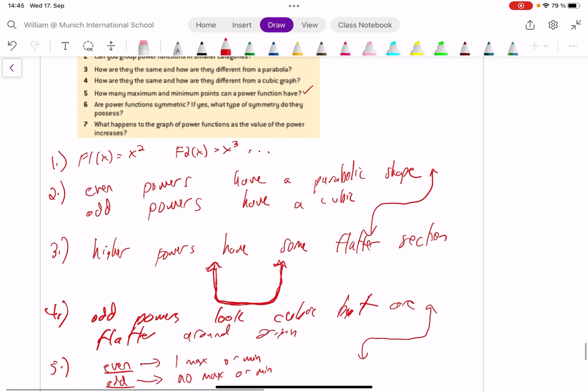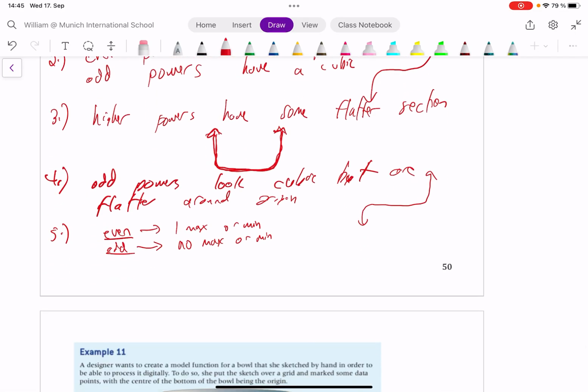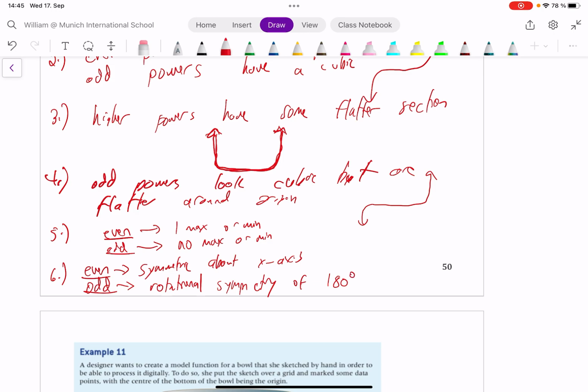And they said, oh, the power function's symmetric. And yes, so what type? The even power functions are symmetric about the y-axis, right? Like the y-axis cuts them in half. The odd power functions have what's called rotational symmetry of 180 degrees around the origin. So if you were to rotate these things 180 degrees around the origin, they would be the same function. That's the symmetry that exists for them.